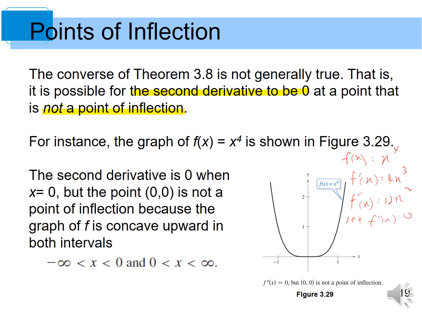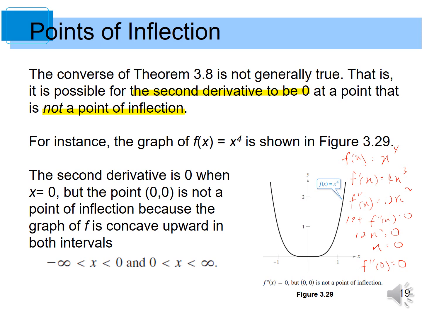We let f double prime of x equal to 0. So we have 12x squared equal to 0, and x is equal to 0. And we substitute into the second derivative function: f double prime of 0. We substitute 0 into here. We have 12 times 0 is equal to 0. Based on the theorem, the second derivative is 0 when x equals 0.